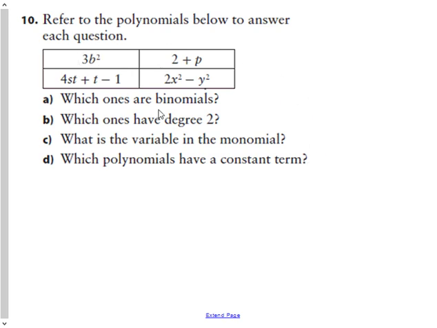And finally, your last one, which polynomials have a constant term? Remember, a constant term is a term that does not have a variable, just a number. So therefore, this one does, because this term here is a constant, and this trinomial has a constant of minus 1.